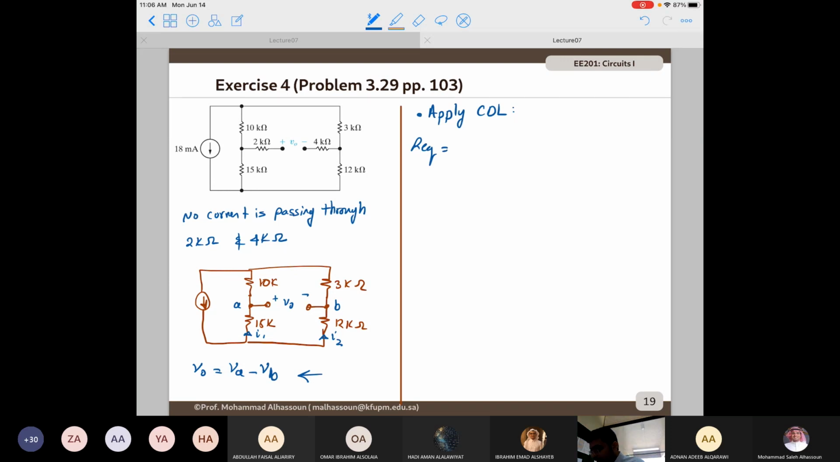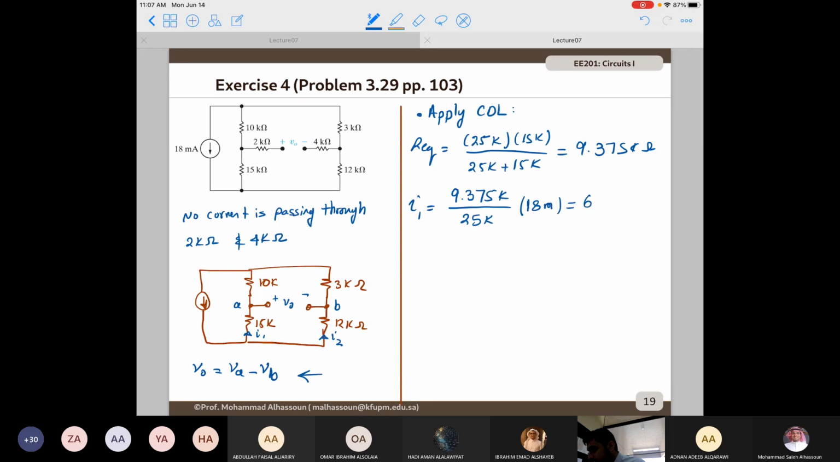So it's going to be 15 plus 10 is 25. 12 plus 3 is 15. Then 25K plus 15K, and the result is 9.375 kilo. Then I1, which is the current passing through the branch that contains 15K and 10K, will be the equivalent resistance divided by the resistor that we are interested in, which is 25. This is the application of the general formula. Multiplied by the total current, which is 18 milli.